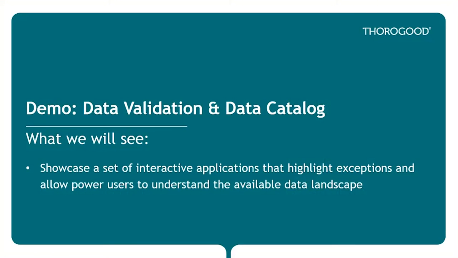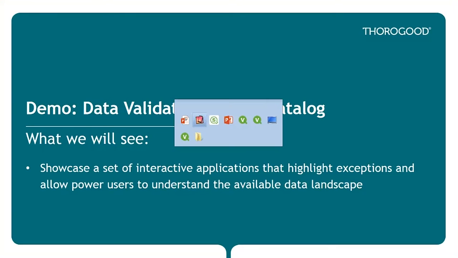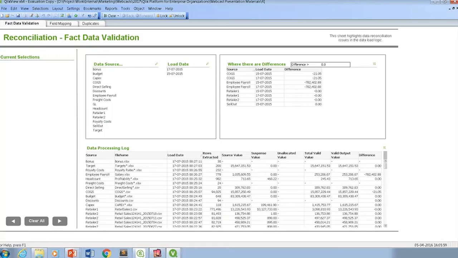So we'll go into a demonstration that talks about some of these concepts, a data validation application and a data catalog application, where the idea is we're going to show applications that give a meta quality of analysis around the data flows that happen within an organization. So first I'm going to start off with a data validation application. The idea behind this one is, yes, we have fact data that's flowing through various different sources that are ending in various different applications, but we're using QlikView to help monitor itself.